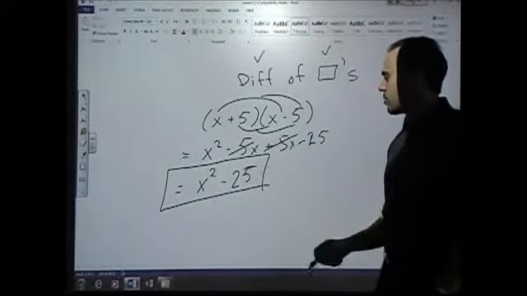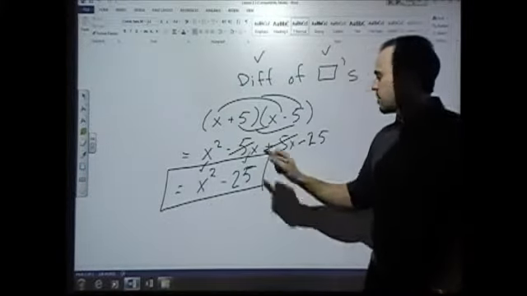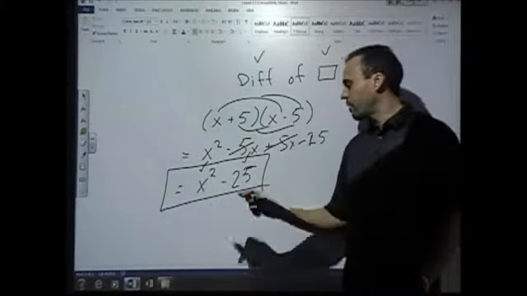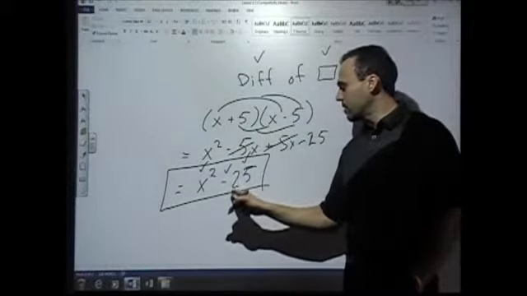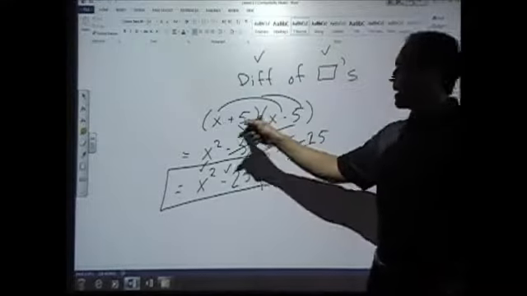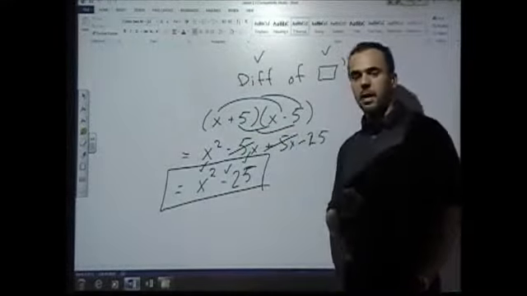Why is this a difference of squares? Because this is a perfect square, the square root is just x. This is a perfect square, the square root is just 5. And there's a negative sign in the middle. So if you ever see something like this, it comes from two brackets that look exactly the same, except one has a plus and one has a minus.